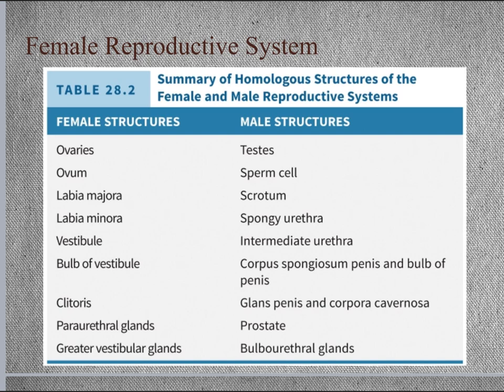So you can see all the female structures: the ovaries, the ovum, the labias, the vestibule, the bulb, the clitoris, the periurethral glands, and greater vestibular glands, and their homologous structures in the male: testes, sperm cells, scrotum, spongy urethra, intermediate urethra, bulb, corpus spongiosum, glands, prostate, bulbourethral gland.